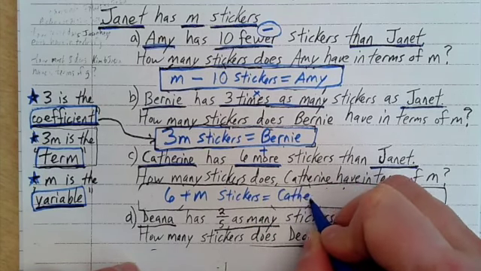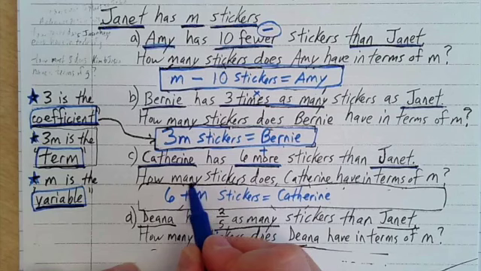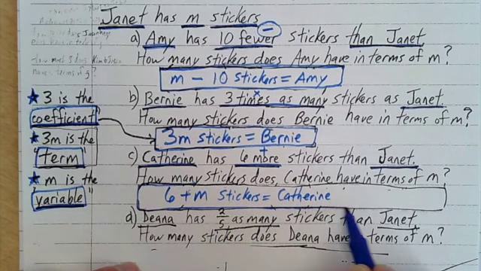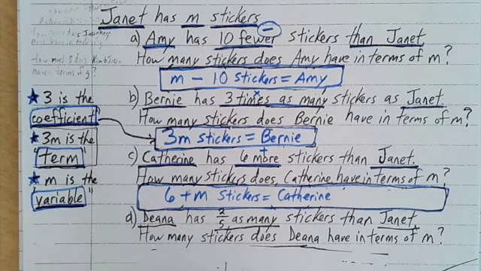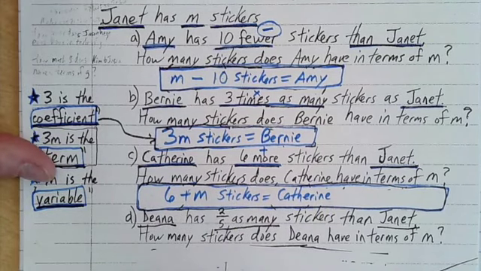And this bothers people because they feel like they need to know how many it is. You just know it's 6 plus M for Catherine. You don't need to know what M is. You don't have to know. It's just 6 plus M for Catherine.